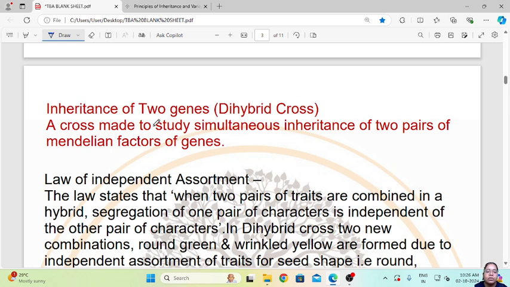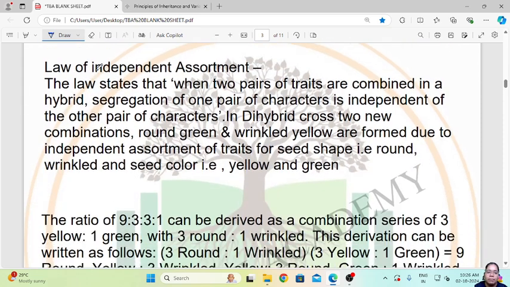A cross made to study simultaneously the inheritance of two pairs of Mendelian factors or genes. So here a cross is made to study two contrasting characters from the Mendelian factors of genes. So this is called a dihybrid cross. Now, the law of independent assortment.